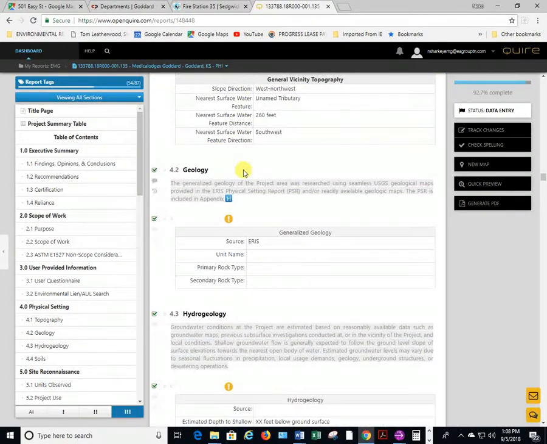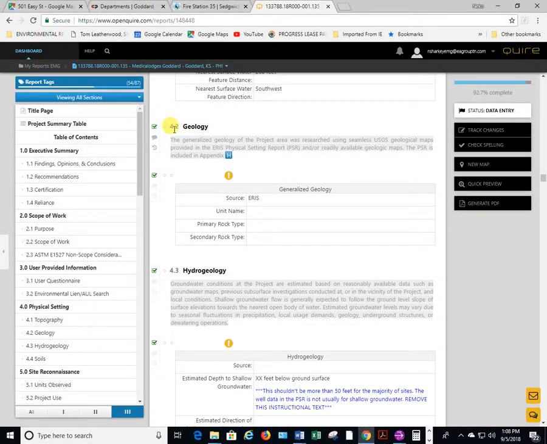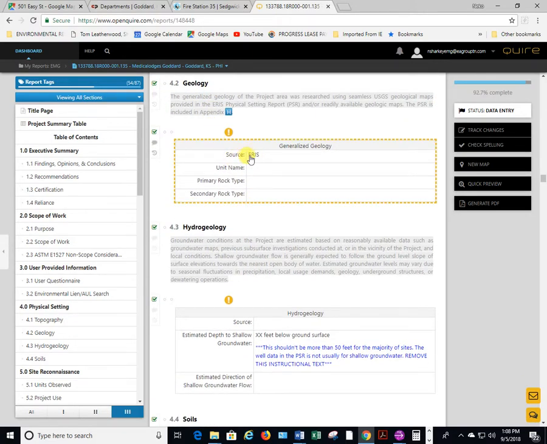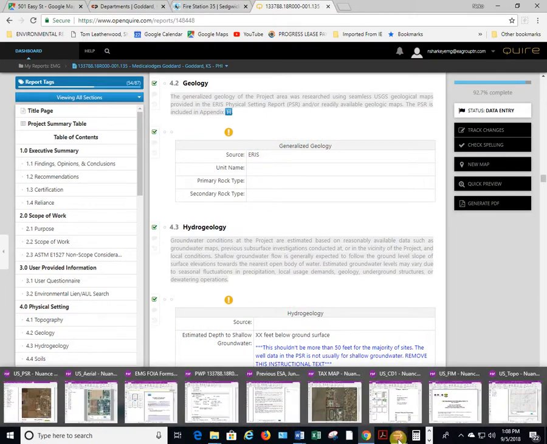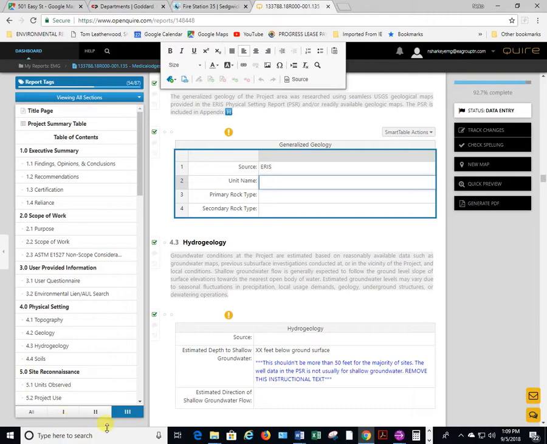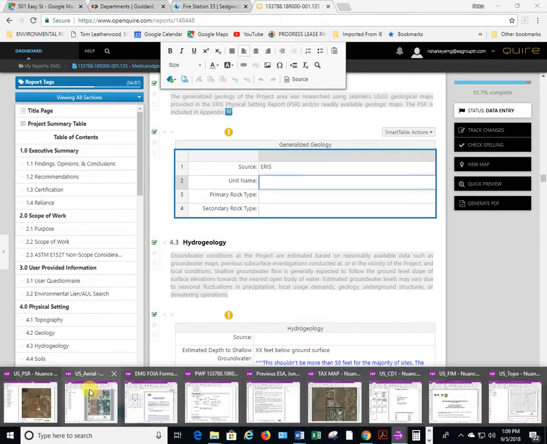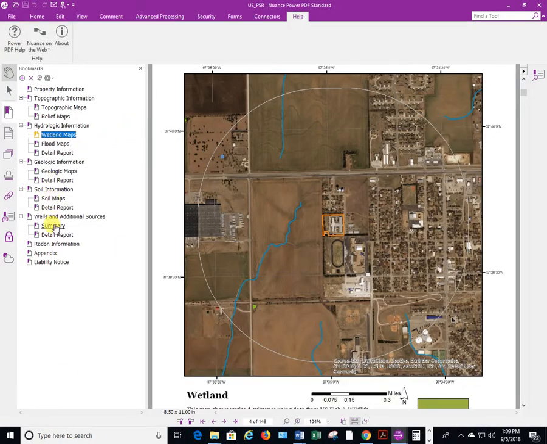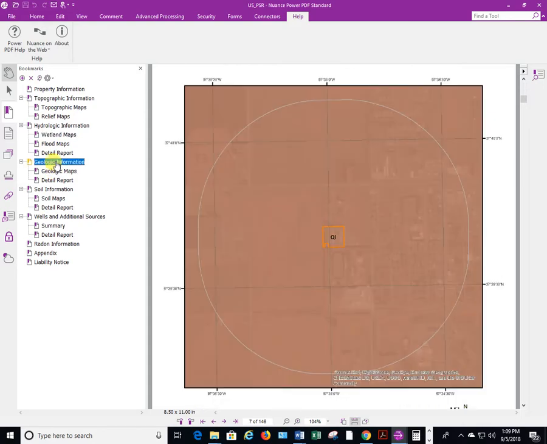So we're done with section 4.1. Moving to section 4.2, this is geology. Okay, your source is always going to be ARIS when it comes to EMG, because they've provided these reports via ARIS, who sends out these reports. My unit name for geology is what I got to fill in first. So I'm going to go back to my physical setting report that I've been provided, and right here we got geologic information. Click on that.